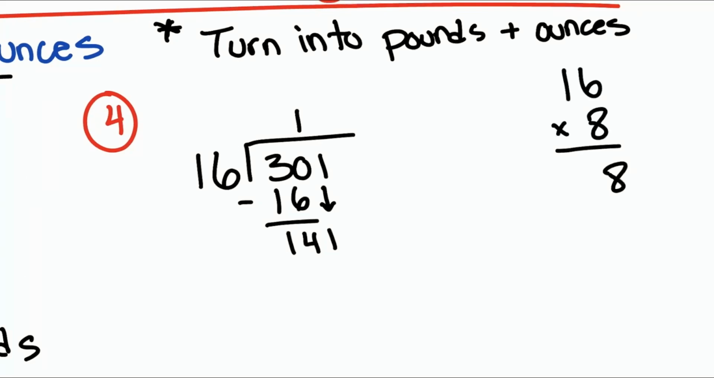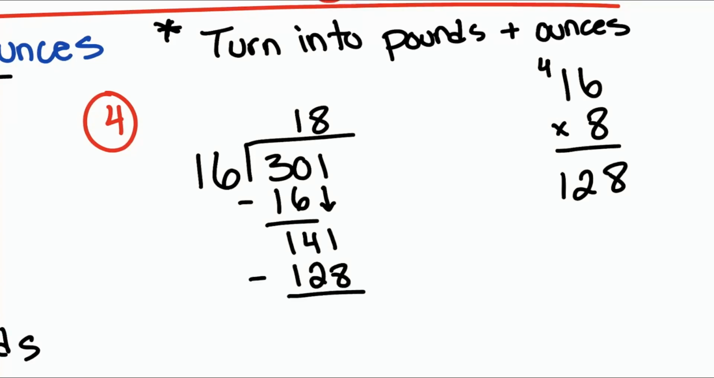6 times 8 is 48. Carry the 4. 1 times 8 is 8. Carry the 4 is 12. 128 is close enough because if you add another 16, that's going to put you at 144, which is going to be too much for what we have. So with that said, we are good. 128 is good. 8 is what belongs in there. And there we are. We subtract 128.